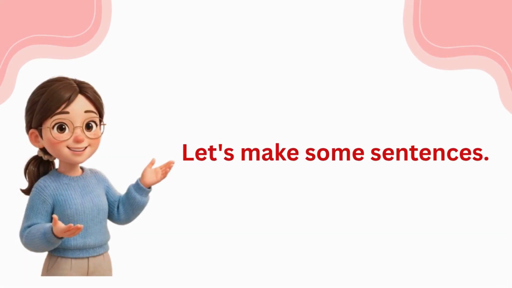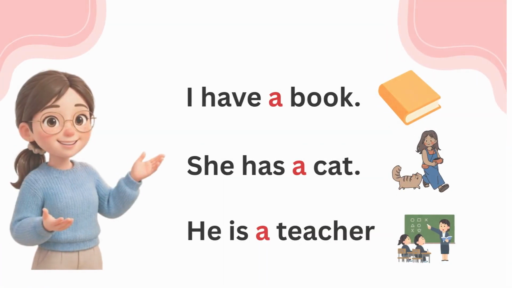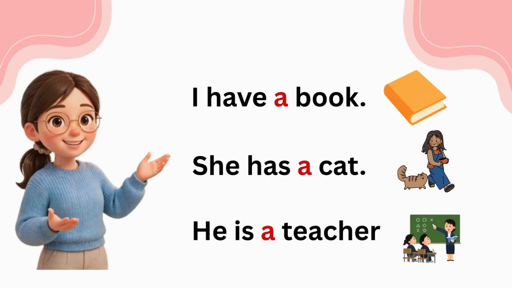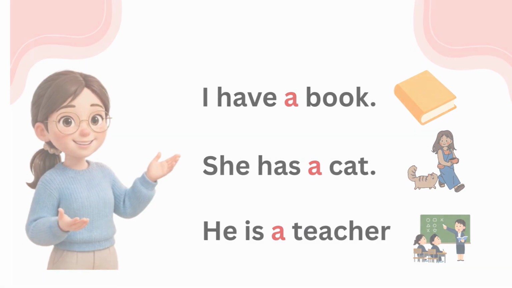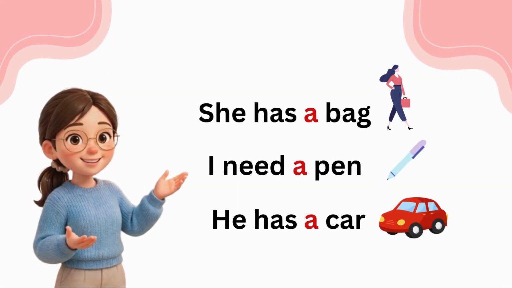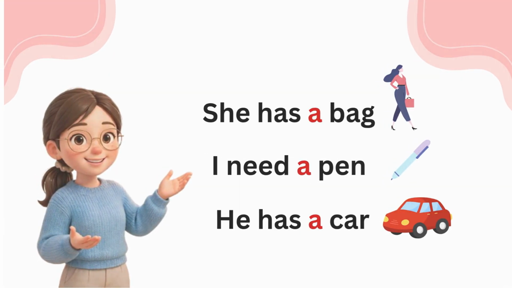Let's make some sentences. I have a book. She has a cat. He is a teacher. She has a bag. I need a pen. He has a car.